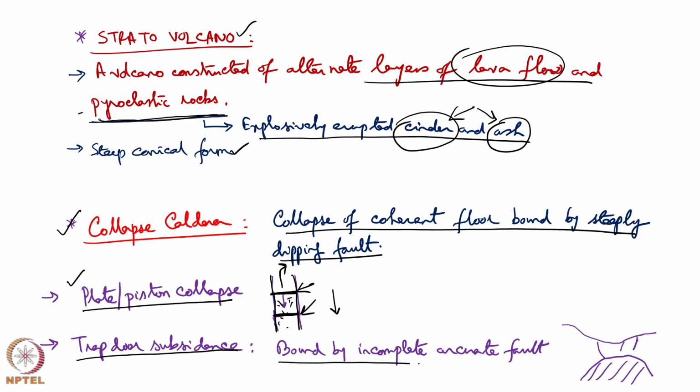It is bound by incomplete arcuate faults. So, these are some of the incomplete, and arcuate means curved, faults that have activated, and the molten material has gone down over here. So, this surface is going to collapse.